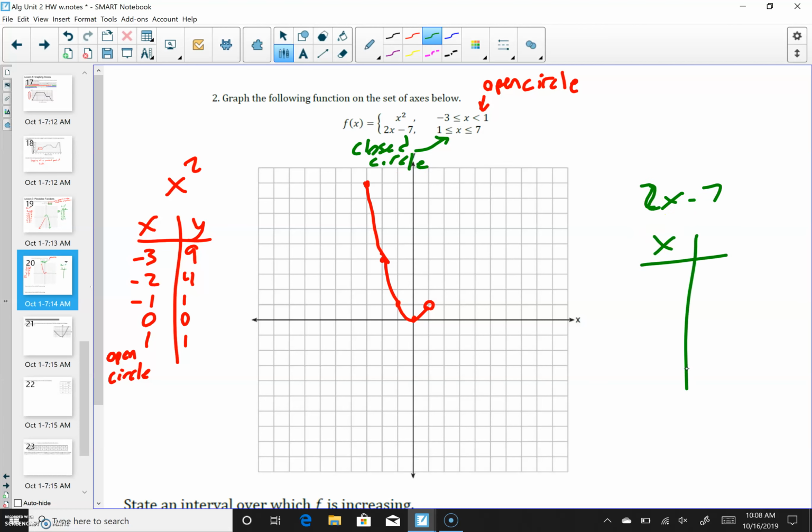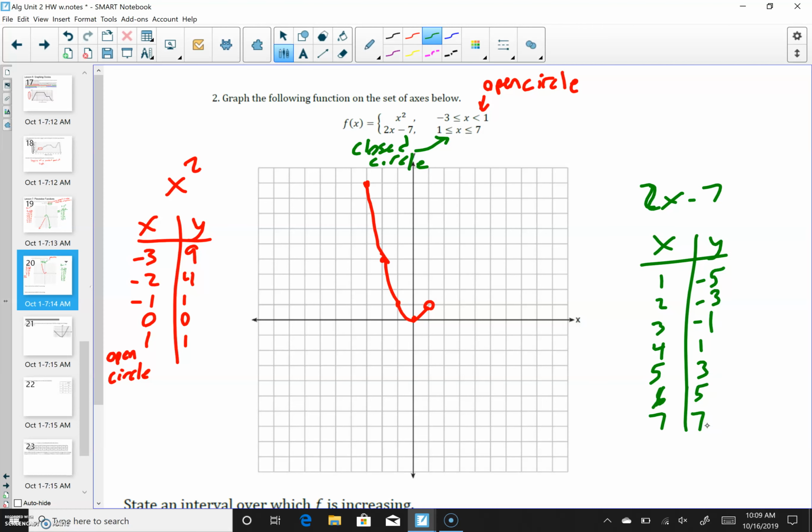We'll set up our table, and just like the other one, it was very specific: 1, 2, 3, 4, 5, 6, 7. We should have no arrows on this graph either, and those are the very specific x values that we should graph. So we're going to plug that into our calculator just like we did in the last one. We're going to go to our table, and we should have 1, negative 5, 2, negative 3, 3, negative 1, 4, 1, 5, 3, 6, 5, and 7, 7.